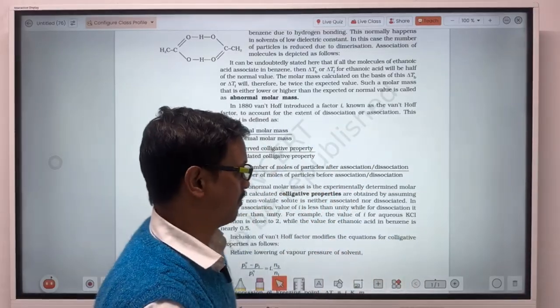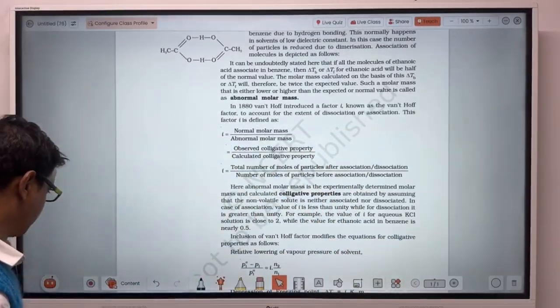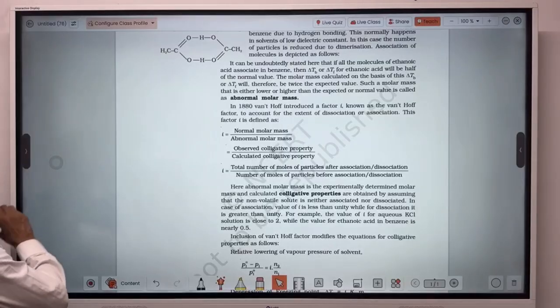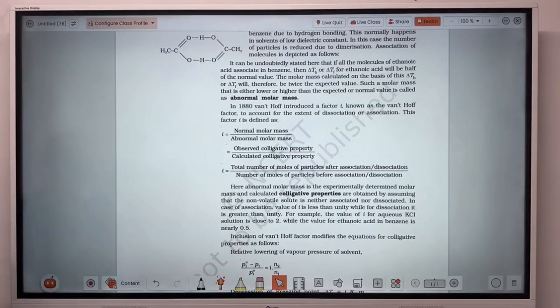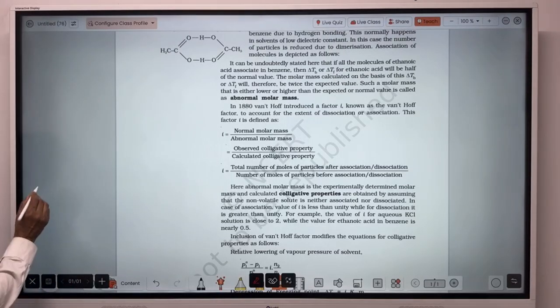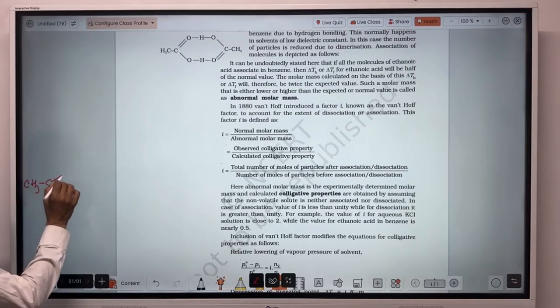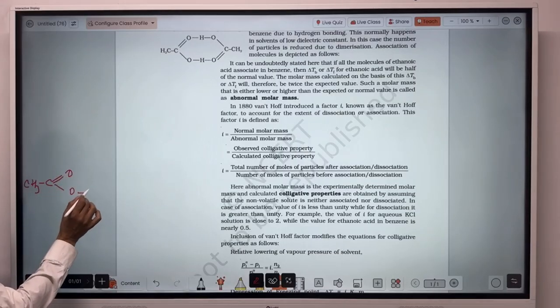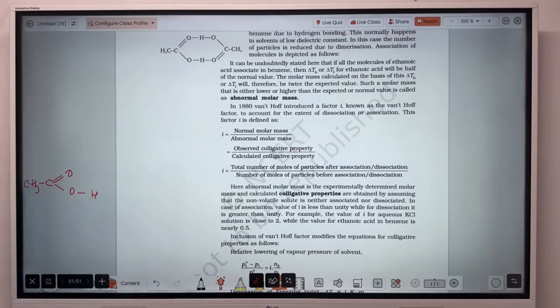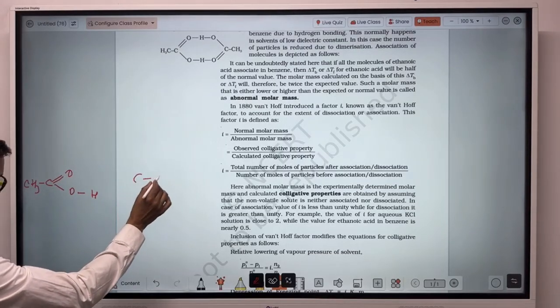Like benzene, benzene has no proton, so that's why benzene is an aprotic solvent. Benzene is an aprotic solvent. Let's see here why acetic acid acts as a dimer. This one is an acetic acid molecule and another acetic acid molecule here.